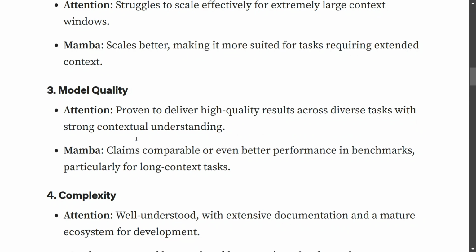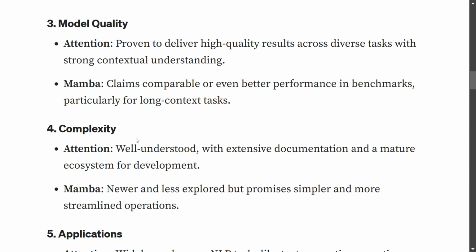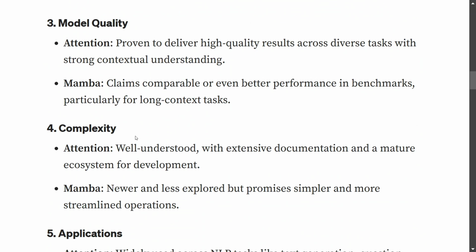Talking about complexity, attention is well understood. I think the community is quite big and documentation is there, so complexity wise, attention is not that difficult. Compared to that, Mamba is still new. We haven't got much documentation on it. Understanding Mamba is a little tricky, and not much information is available on the internet as well. Hence, it is a little less explored, I would say. Not complex, but less explored. A lesser number of resources are available.